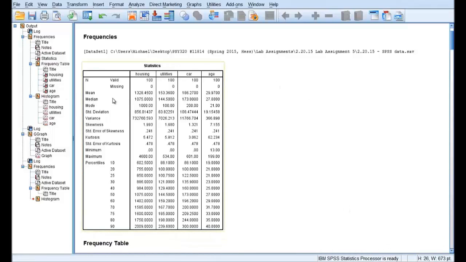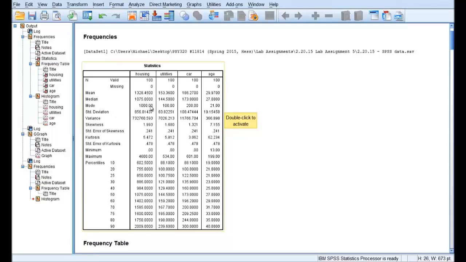But the median value is a little different than the mean value, not too much. These are really measures of what's central in our data. So you can see that compared to the mean value, the median is pretty close. And that should be the case. The mean, median, and mode are all close together. Same thing with the mode here. The most frequent housing cost was $1,000, and the most frequent utilities cost was $100. For car it was $200, and for age it was $21.